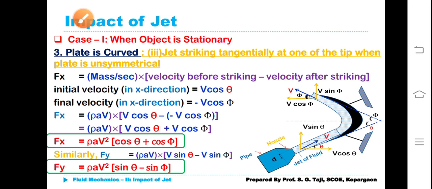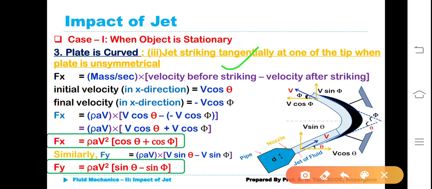Therefore, Fx is equal to mass per second multiplied by velocity before striking minus velocity after striking. Initial velocity in the x direction is equal to v cos theta, whereas final velocity in the x direction is minus v cos phi. You see, here itself it is in the opposite direction. At the inlet it is in the forward direction, at the outlet it is in the backward direction. Arrows indicate this, and in the figure it is very clearly printed. Still I am showing you so that I can draw your attention with concentration.